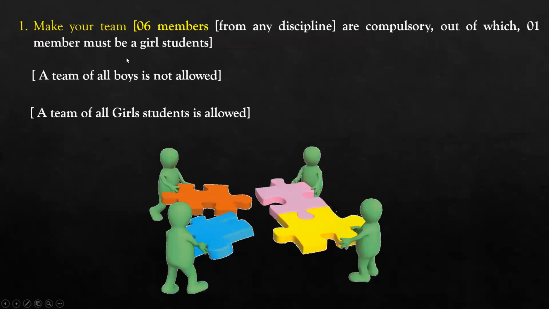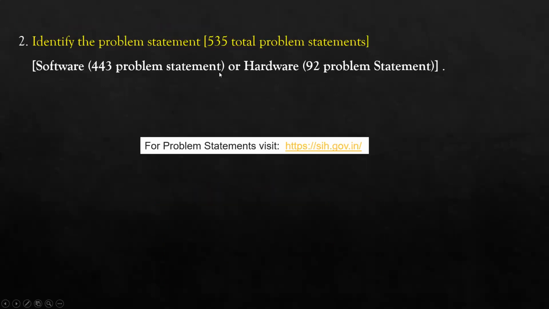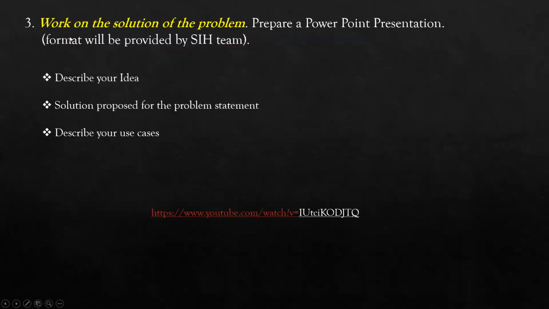So the first step is to form a team of 6 members. Second, you have to identify the problem statements. They may be software or hardware, and you can provide solutions for any number of problem statements. Third, you have to work on the solution and prepare some documentation: how the idea is related to the problem, which type of solution you are proposing, the different technologies you are using to provide the solution, and what kind of applications it will provide in the future.